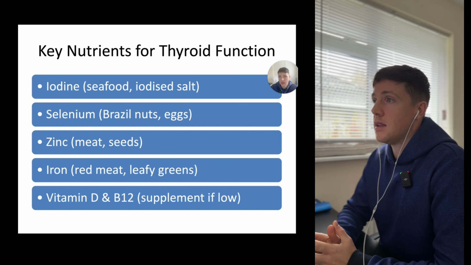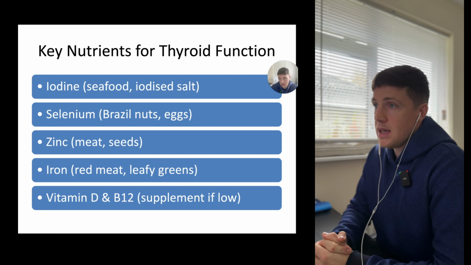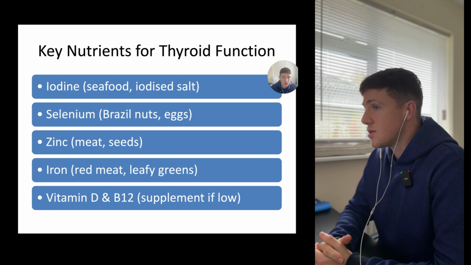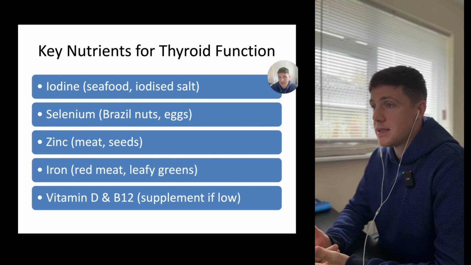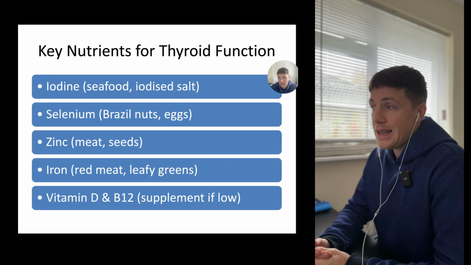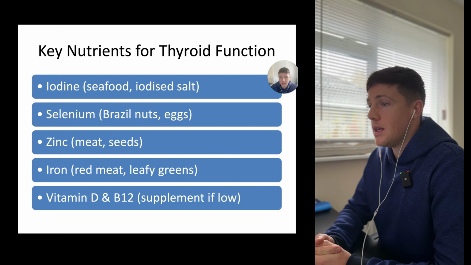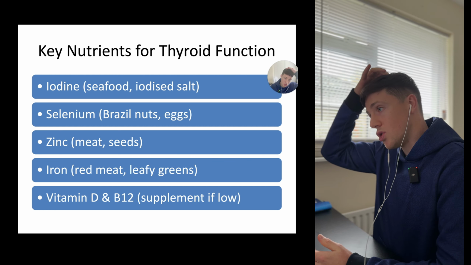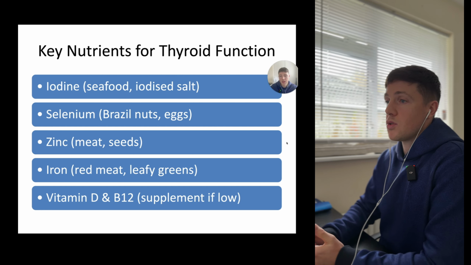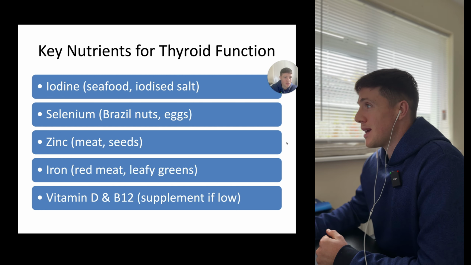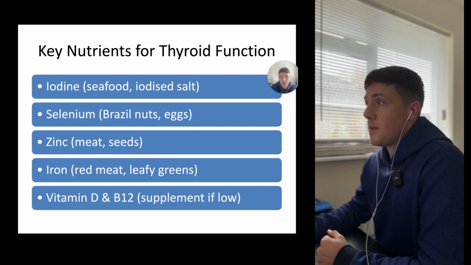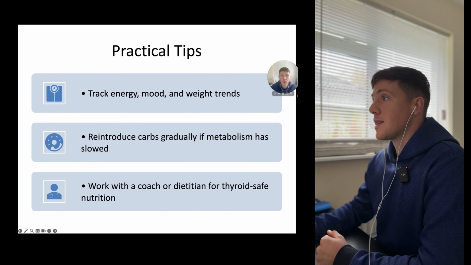So we have iodine, in seafood or iodized salt; selenium, which is in Brazil nuts and eggs; zinc in meat and seeds; iron in red meat and leafy greens; and then we have vitamin D and vitamin B12, which you should supplement if you are low. But just make sure that you are talking to your medical professional before supplementing any additional vitamins like that.